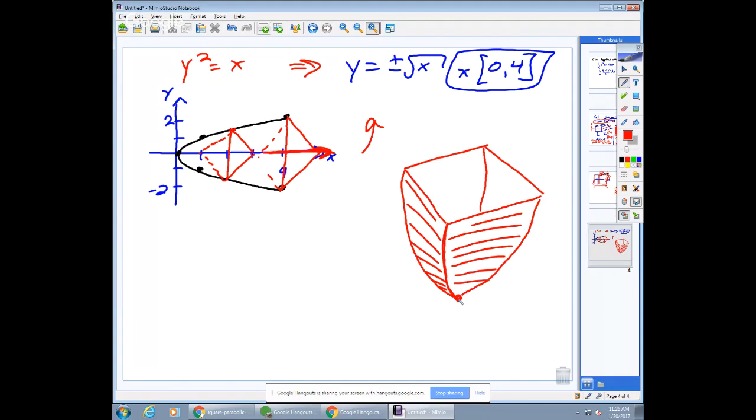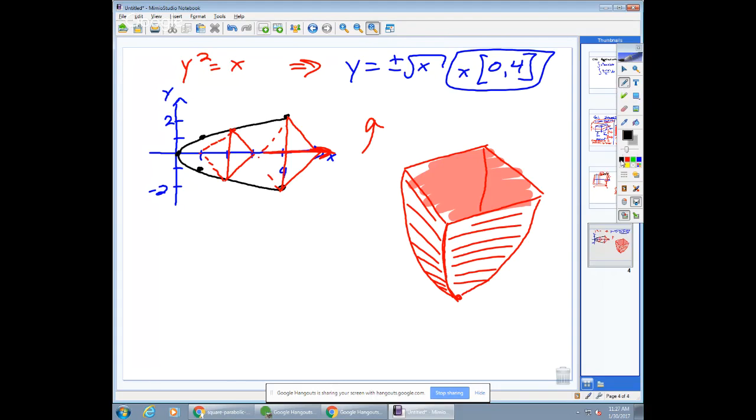Okay, so that's the object we're building. In order to do so, I need to come up with an equation for the surface area of any one of these squares. So what is the surface area of any one of these cross-sectional squares? Because anytime I slice through this perpendicular to the x-axis, I get a square.